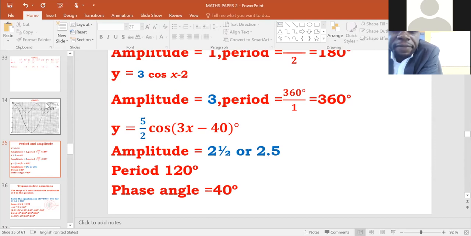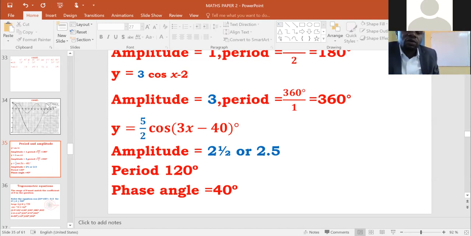Assume it was 7/3. The correct answer will be 2 1/3. If it was 7/3, the amplitude now becomes 2 1/3, because if you write 7/3 as a decimal, you get 2.3333, and that is not exact. So if the final answer does not give you a terminating decimal, and this applies to all workings, you leave it as a mixed number. Now, the period will be 360 divided by the coefficient of x, which is 3. That gives us 120 degrees.